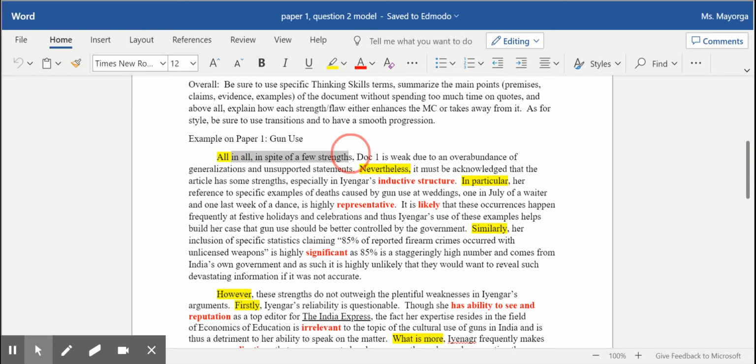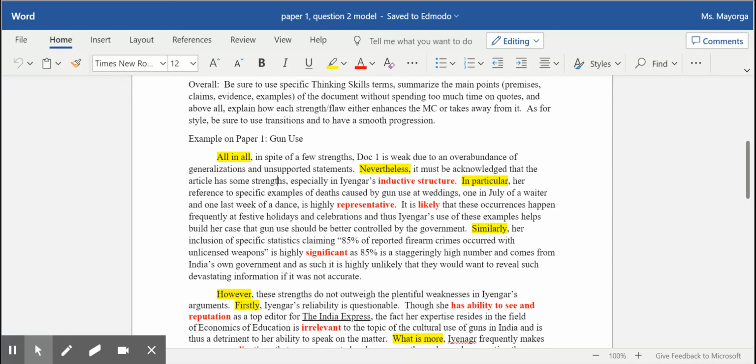All in all, in spite of a few strengths, document 1 is weak due to an overabundance of generalizations and unsupported statements. So I gave a basic rationale. Now, since I thought it was overall weak, I'm going to explain strengths first. I went ahead and went over 3 strengths. And this is where I can use anything in my toolkit from the art of argumentation to look at how the strengths help the claim.